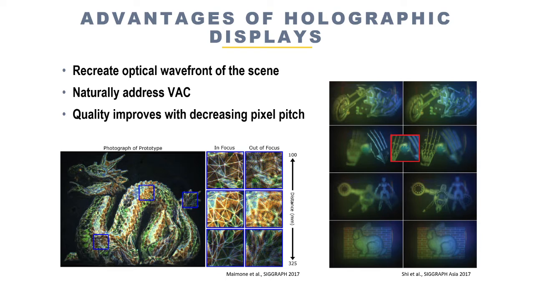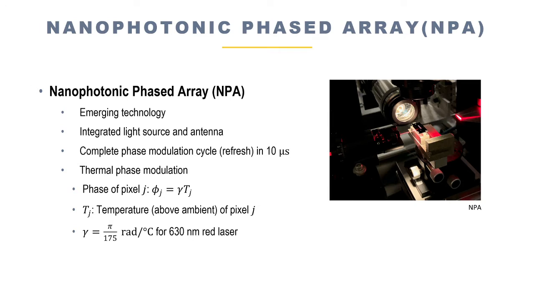Holographic displays, on the other hand, recreate the optical wavefront by modulating the amplitude and/or phase of the light, naturally addressing vergence-accommodation conflicts. Additionally, holographic displays are based on optical diffraction. Smaller pixel pitch would only improve their quality. Nanophotonic phase arrays, or NPAs, are a new type of phase modulator starting to be used in holographic displays. Compared to the other commonly used liquid crystal on silicon spatial light modulators, or SLMs, the advantages of the NPAs are their integrated light source and the super-fast refresh rate.